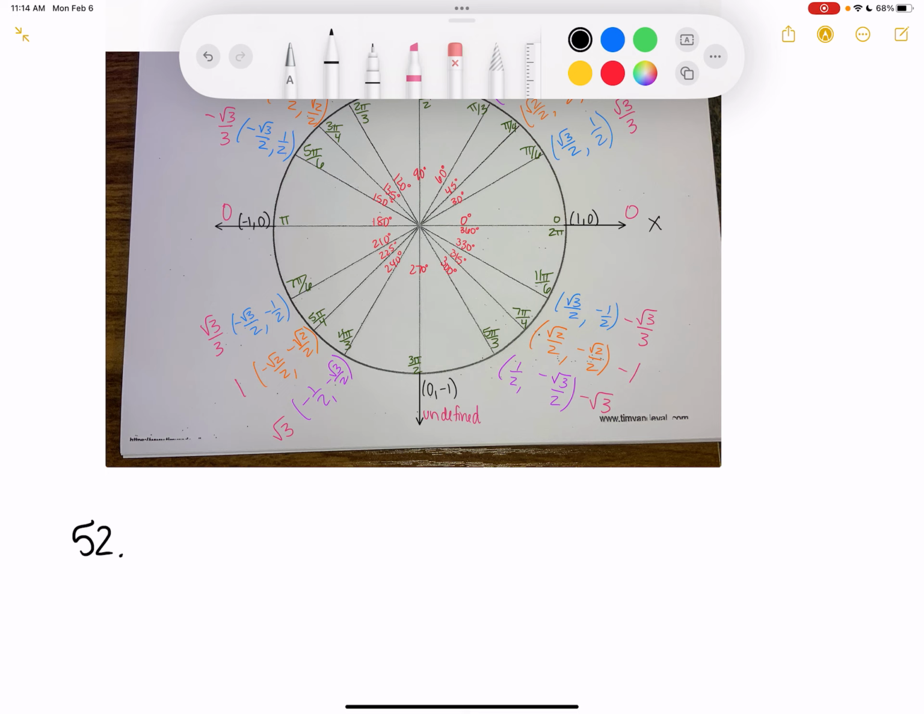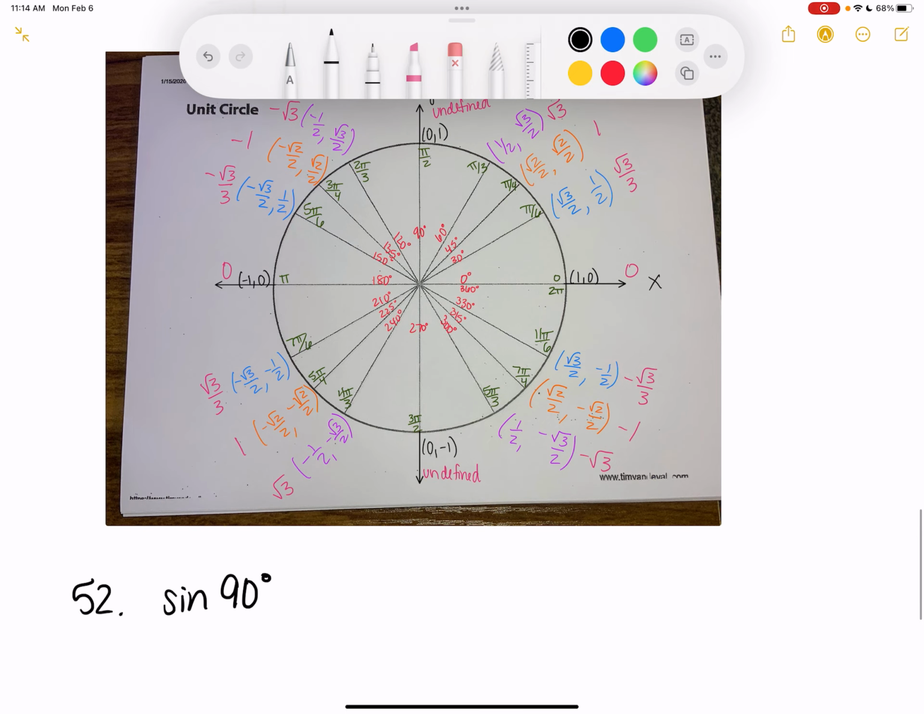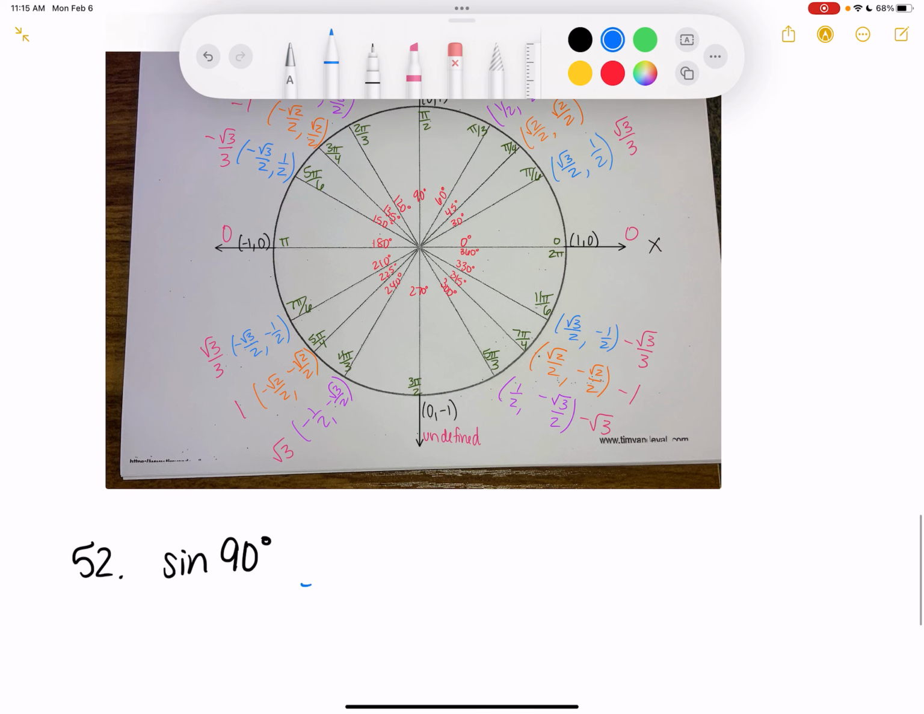So 52, the sine of 90 degrees. So we just look at it. What is the sine of 90 degrees? Let's review. Cosine are what values? X. Sine is y, and then tangent is y over x. So what is sine? 1. Yay.